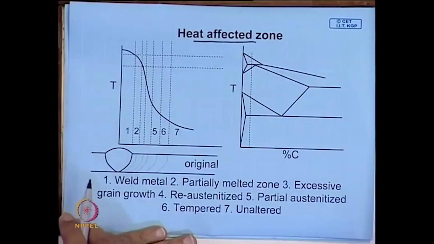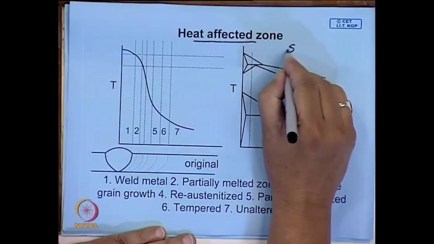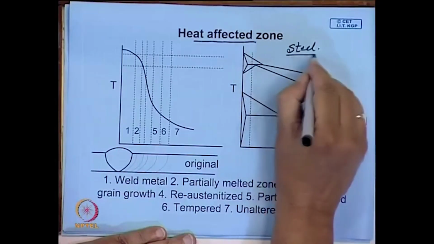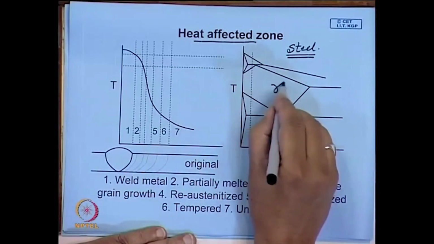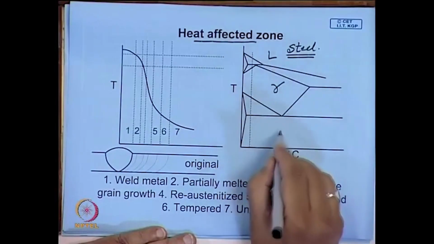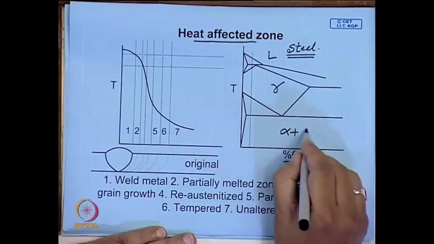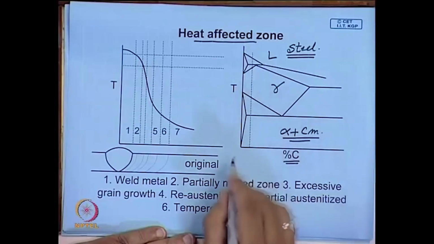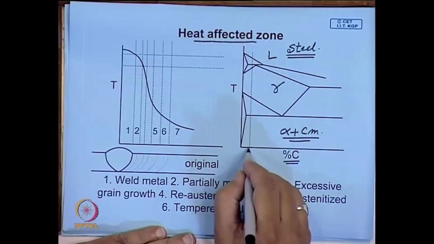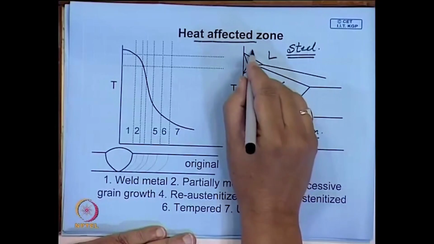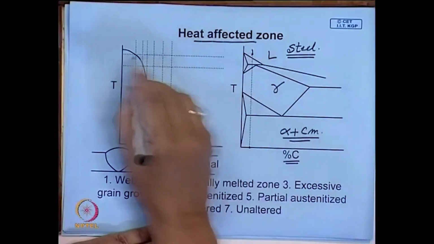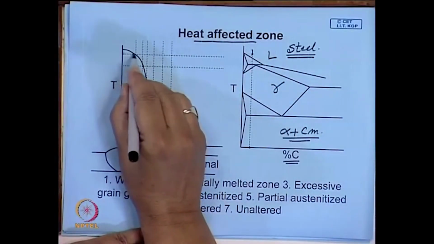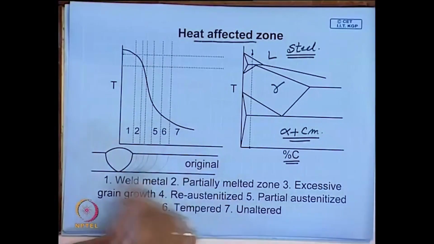Now, we will look at this with reference to steel. You recollect the iron carbon phase diagram. This is the austenite, this is the liquid region, and this is the ferrite plus cementite structure. In most cases the steel that we will be welding will be low carbon or medium carbon. So suppose this is the composition of the steel. Initially there will be this molten zone, where it is liquid, and this is a schematic diagram of a weld joint.